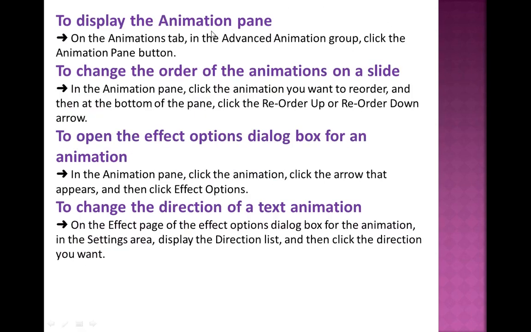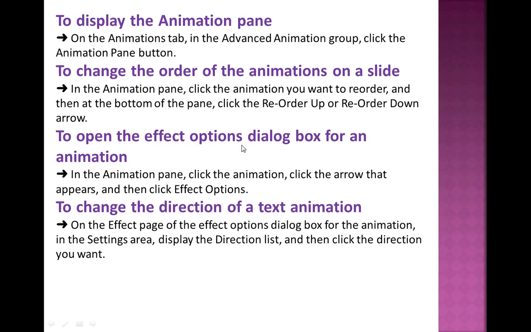First one says how to display the animation pane. Simply go to the animation tab, go to the advanced animation group and click on the animation pane button. Then how to change the order. In the animation pane, click the animation you want to reorder, and then at the bottom of the pane, click the reorder up or reorder down arrow. Means you can use the reorder up button or the reorder down arrow for the animation that you want.